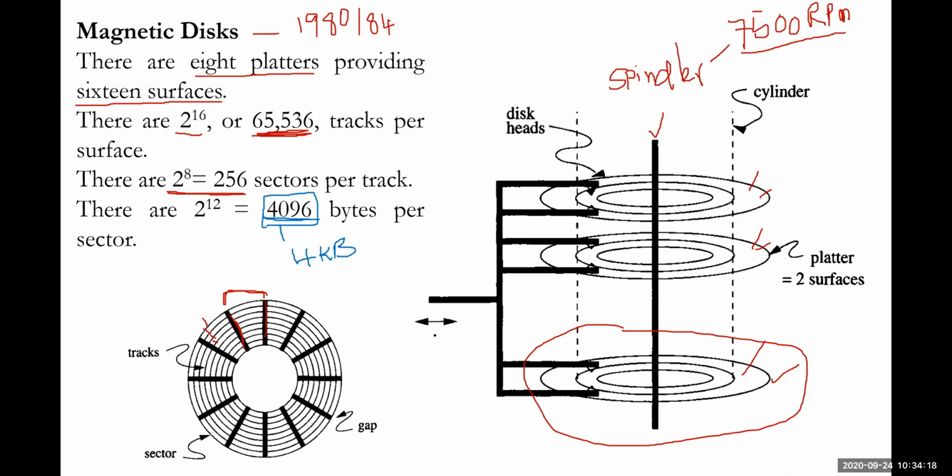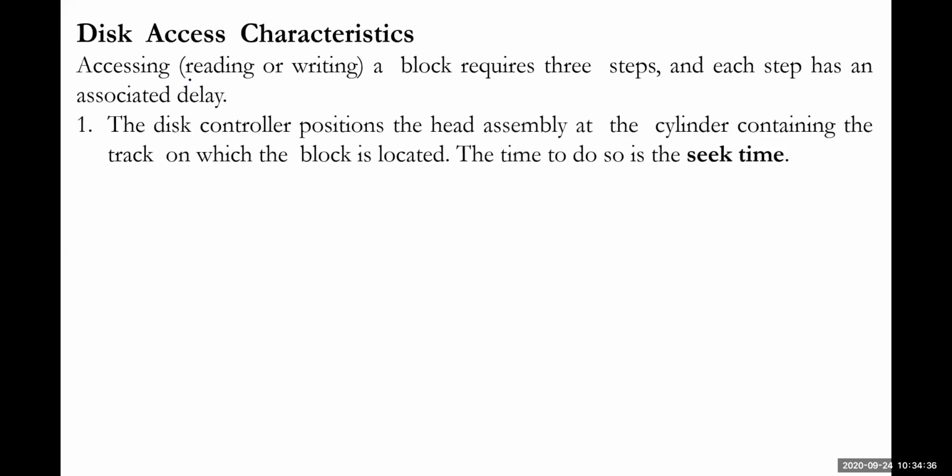There are several times which are used to get the data from magnetic disks here. What are those times? Let us have a look here. What are the accessing storage characteristics here? Accessing storage means reading and writing the data onto the disk, and each and every reading or writing onto the disk will be associated with 3 different types of delays. So 3 different types of delays are available.